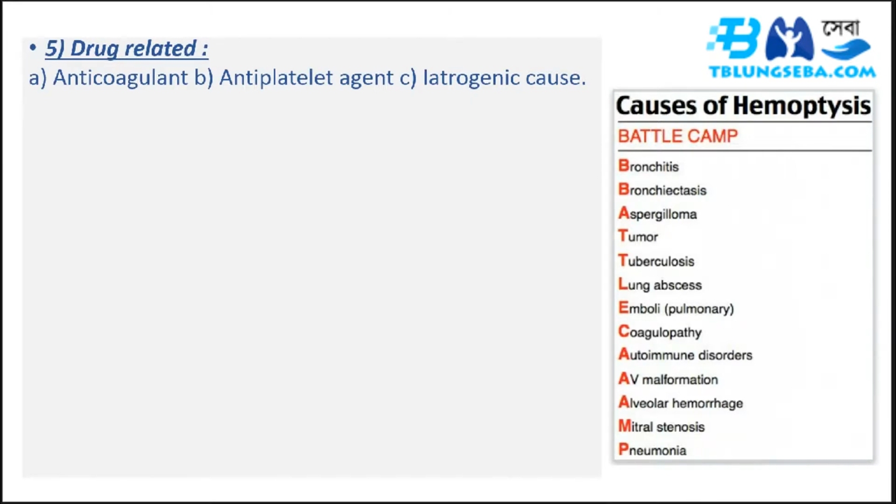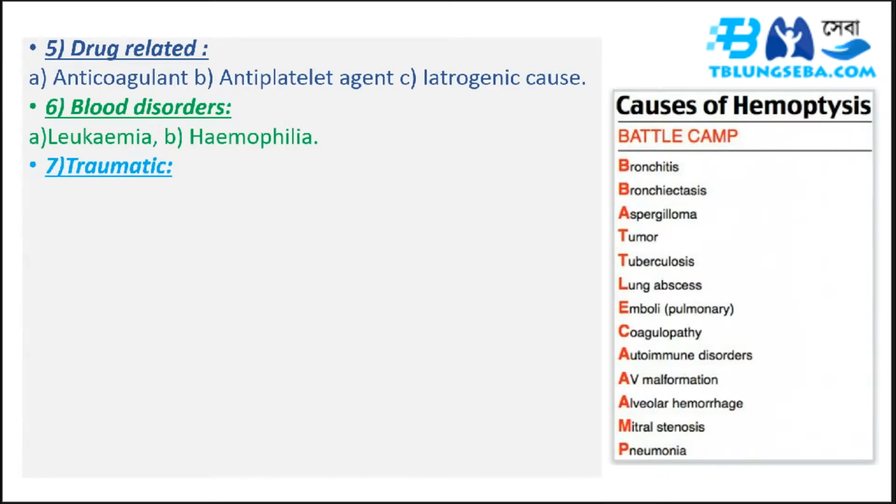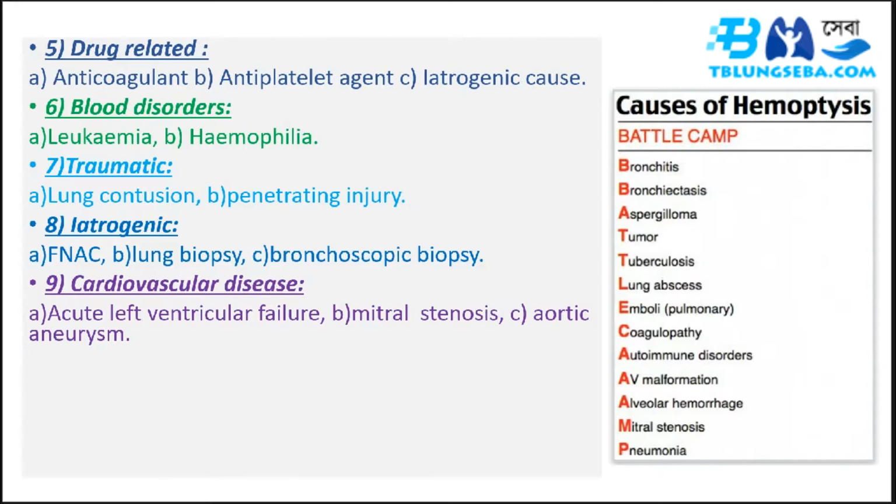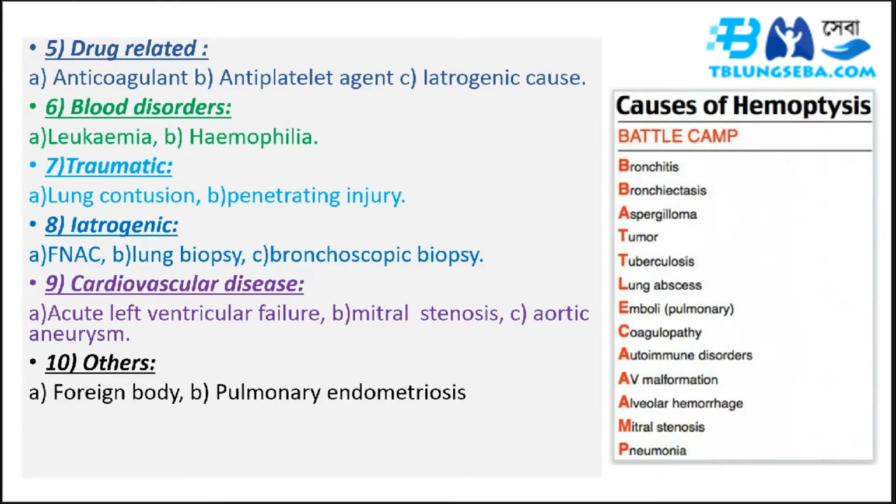C, iatrogenic cause. Six, blood disorders: A, leukemia; B, hemophilia. Seven, traumatic: A, lung contusion; B, penetrating injury. Eight, iatrogenic: A, FNAC; B, lung biopsy; C, bronchoscopic biopsy. Nine, cardiovascular disease: A, acute left ventricular failure; B, mitral stenosis; C, aortic aneurysm. Ten, others: A, foreign body; B, pulmonary endometriosis. Eleven, unknown.